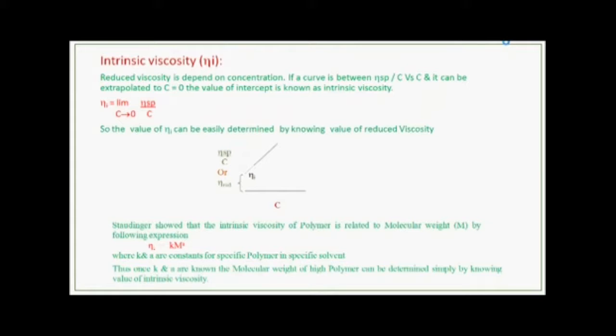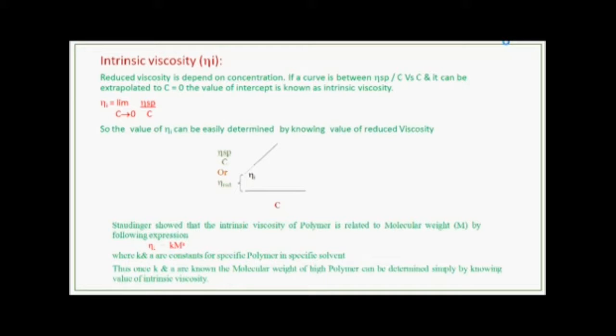Next definition is of intrinsic viscosity. Reduced viscosity depends on concentration. If a curve is plotted between eta Sp upon C versus C, it can be extrapolated to C equal to 0. The extrapolated value is known as intrinsic viscosity. Thus, it is given by the expression eta I is equal to limit C tends to 0 of eta Sp upon C.